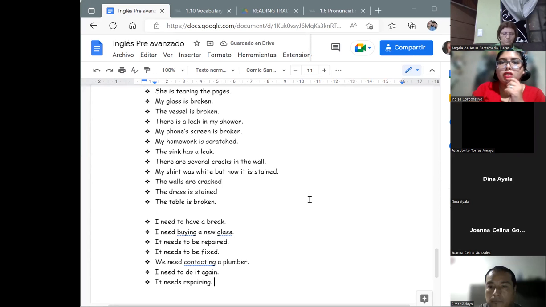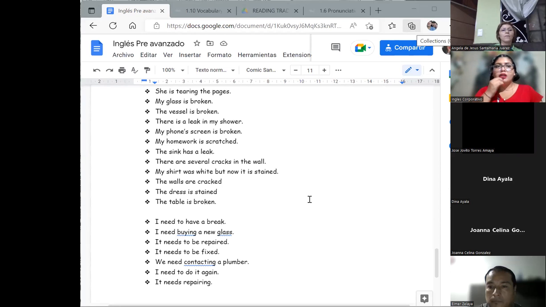So here we have some of the solutions that we have here. And in this case, it's going to be marked because it's a different structure that we are using to talk about the solutions. Having these examples, we are going to see something more about the solutions and how to express them, or in which cases we are going to use these structures when we are talking about the solution of the problems.